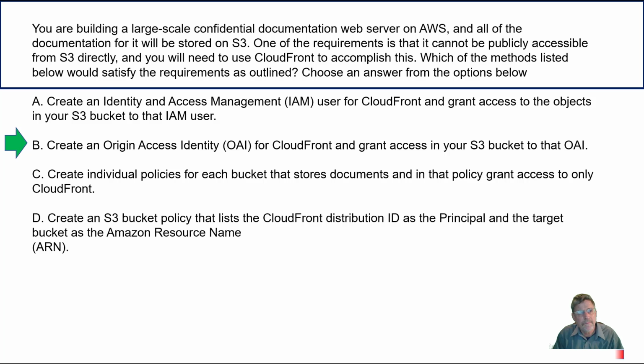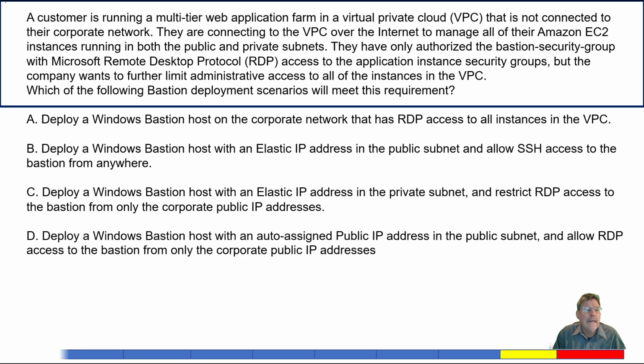Okay, next one. The customer is running a multi-tier application farm in a VPC. It is not connected to their corporate network. They're connecting to the VPC over the internet and manage all of the EC2 instances running in both public and private subnets. They have only authorized Bastion security groups and RDP access.